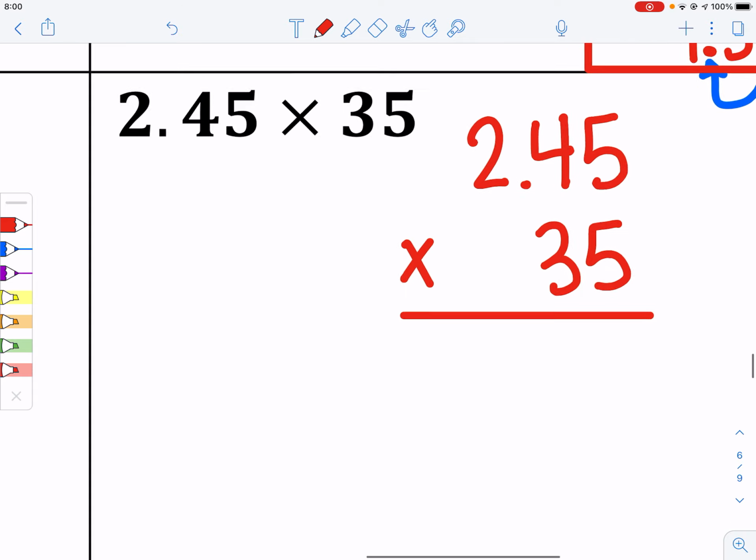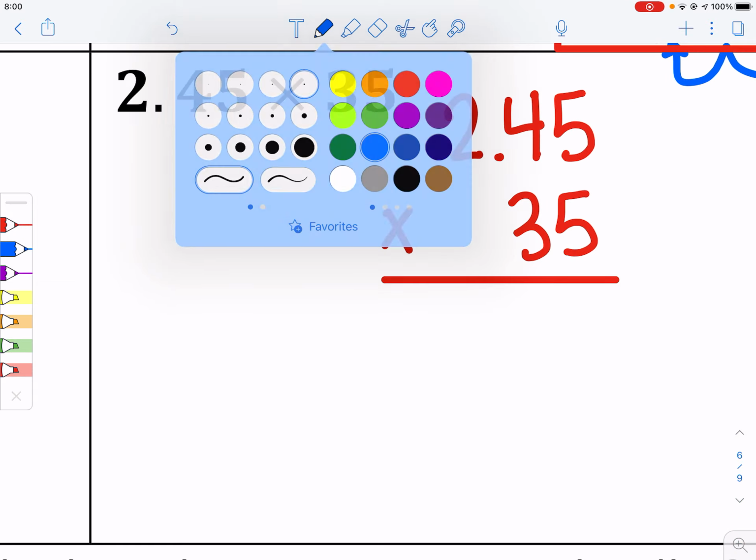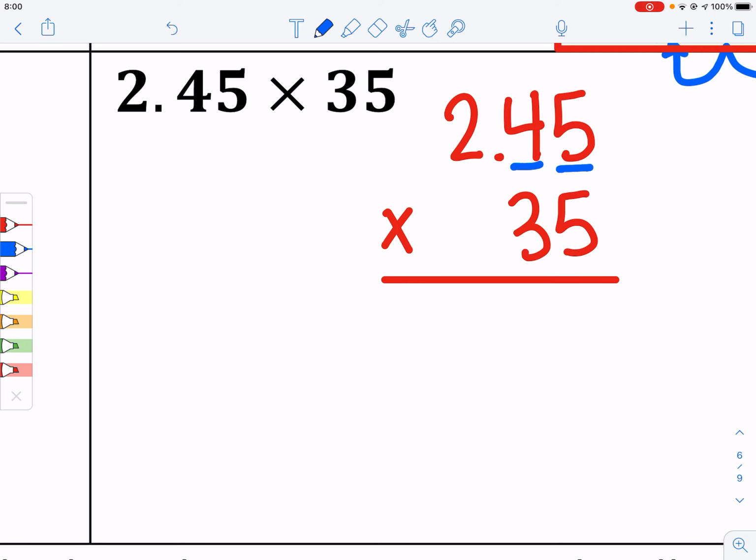All right, so go ahead and do your multiplying for me, and then don't forget to determine where your decimal goes. You have 2 numbers behind the decimal, so use that to help you determine where your decimal goes, and then decide if your answer is positive or negative. Go ahead and finish up this problem, and then type in your final answer.